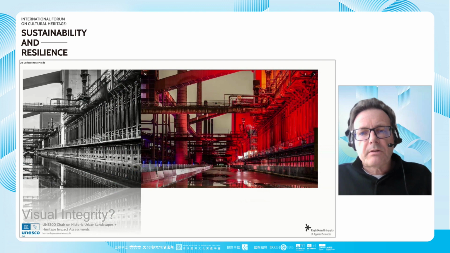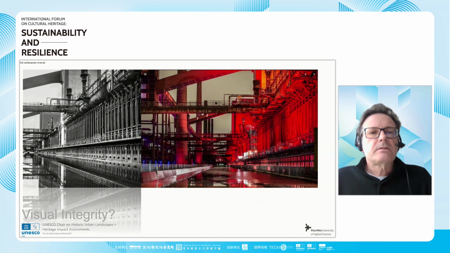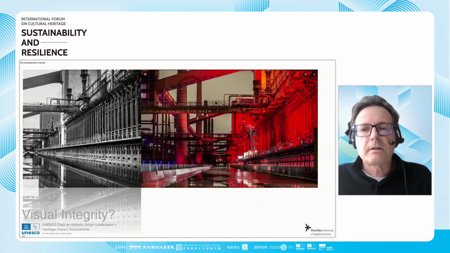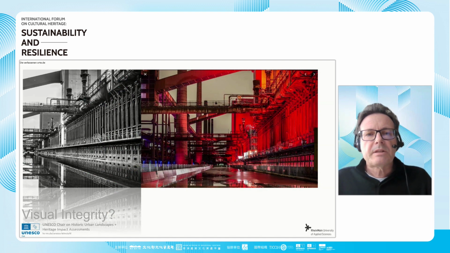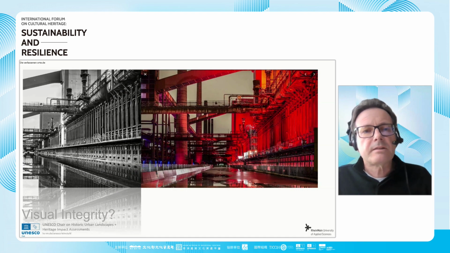We also have issues about visual integrity. This is the coking plant, which is not yet restored. It's still in concept. So in 20 years, the site is so vast that preservation activities have not yet really started. But nevertheless, this is a kind of an event site nowadays.